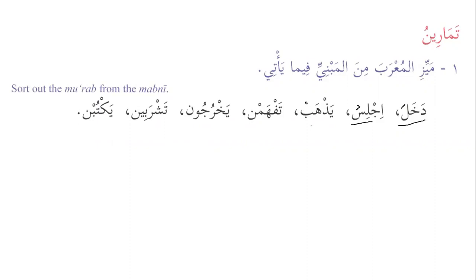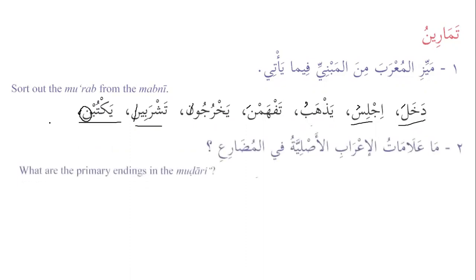يذهب, معرب. Yes, معرب. تفهمن, it's مبني, نون النسوة مبني. That's right. يخرجون, معرب, because the noon will be dropped. تشربين, معرب, the noon will be dropped. يكتبن, مبني. Why is it مبني? Because of نون النسوة. Excellent.